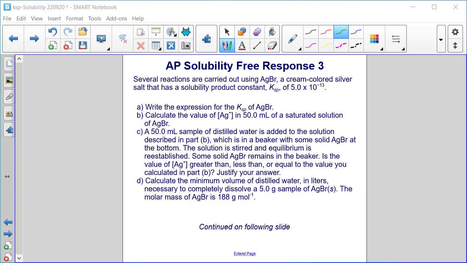C, a 50 milliliter sample of distilled water is added to the solution described in part B, which is in a beaker with some solid silver bromide at the bottom. The solution is stirred and equilibrium is reestablished. Some solid silver bromide remains in the beaker. Is the value of the silver ion concentration greater than, less than, or equal to the value you calculated in part B? Justify your answer. D, calculate the minimum volume of distilled water in liters necessary to completely dissolve a 5.0 gram sample of silver bromide solid. The molar mass of silver bromide is 188 grams per mole.